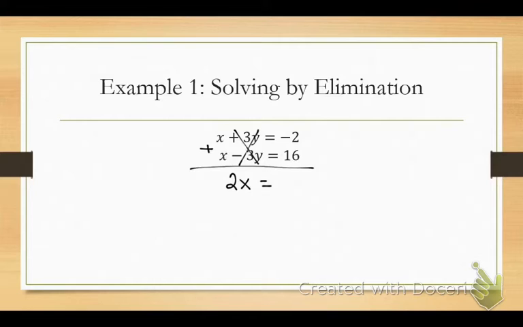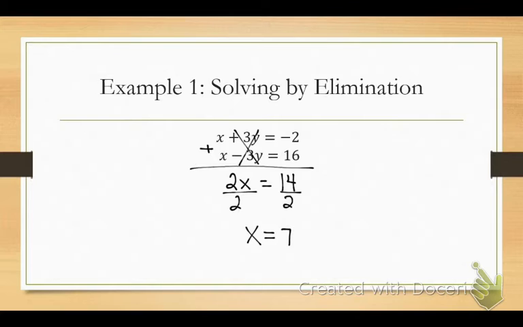Negative 2 plus 16 is what? 14. Some of you guys are still really struggling with integers and adding. We're not going to rely on our calculators for that math. So negative 2 plus 16 is 14. Now we divide both sides by 2 to solve for x, and x equals 7.